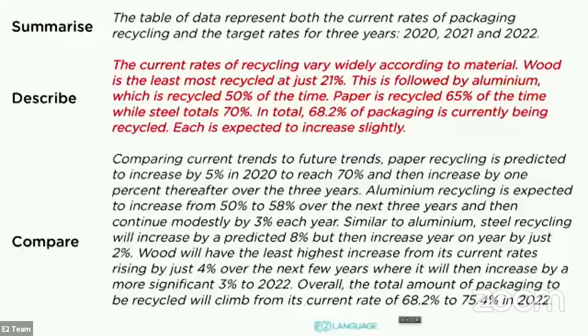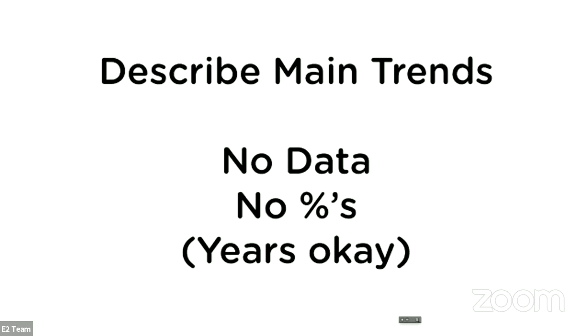Let me show you what to do here. This is my paragraph. The current rates of recycling vary widely according to material. I just told you not to use percentages, didn't I? Hang on. Okay, let me go back. I'm actually going to change this. Just bear with me. This is from the line graph one, which is a bit different. Let me describe main trends. Let me start that again. There you go. You learn something new every day. Let me start again. This section. Cool. All right, let me wave my hands again.